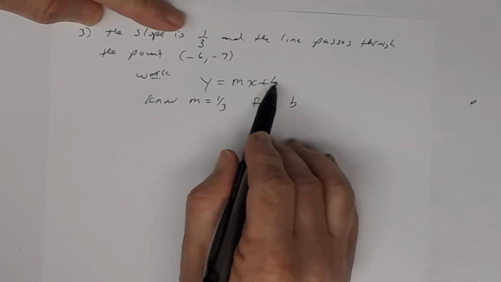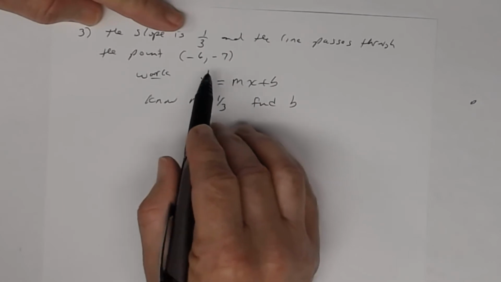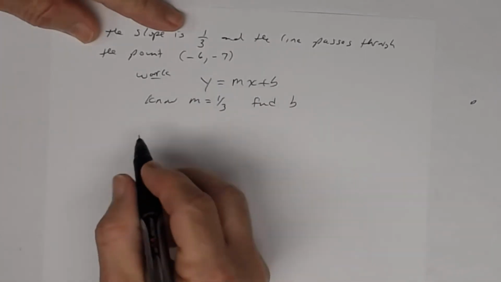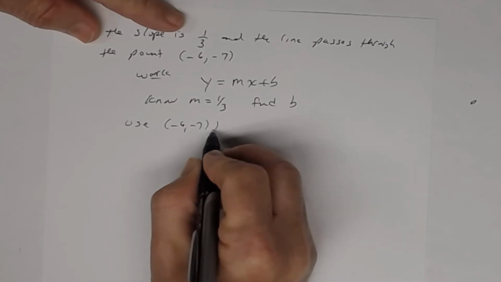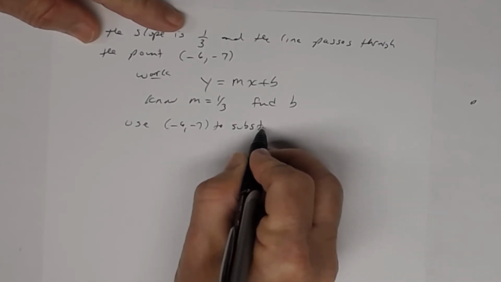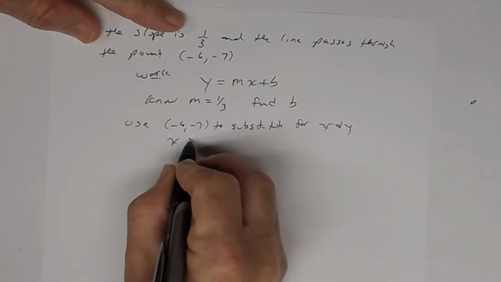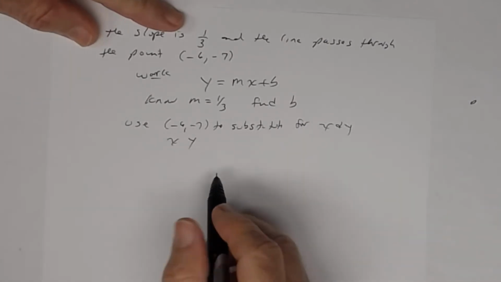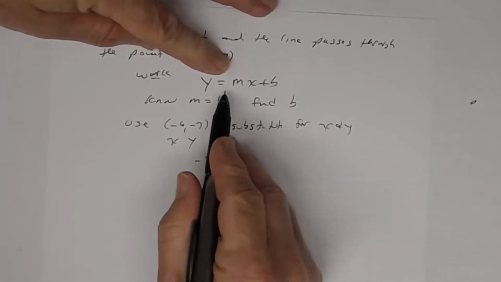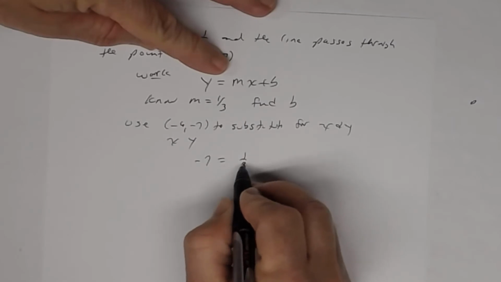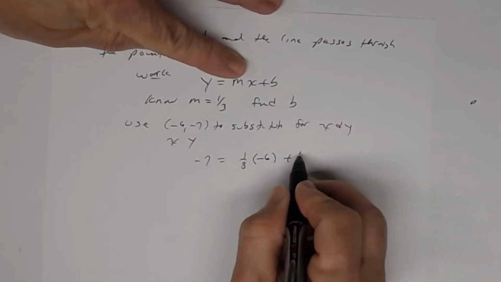Okay. Well, to find b, you've got to substitute something for x and y, and to do that, you're going to use this point. Use -6, -7 to substitute for x and y. So this is your x, this is your y, ordered pair x, y. All right, so here we go. y is -7 equals the slope, which is 1/3, times x, which is -6, right, plus b.